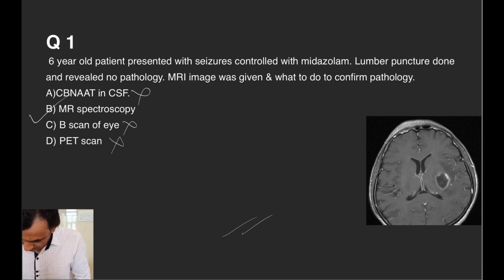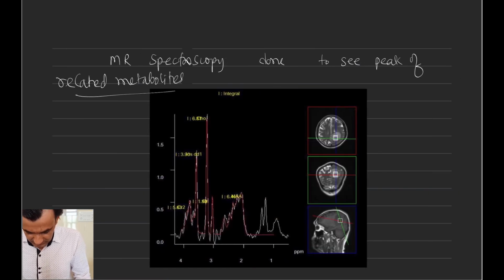The image was of a ring enhancing lesion, which is probably of abscess. So the answer is MR spectroscopy. This is the picture of MR spectroscopy. MR spectroscopy is done to see the peak of metabolites. So we see which metabolites, like in TB, lipid peak will be seen.